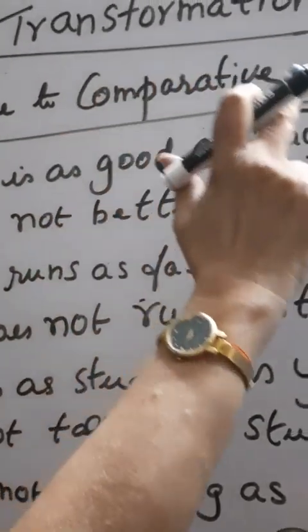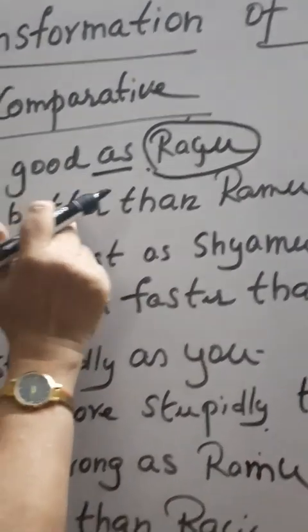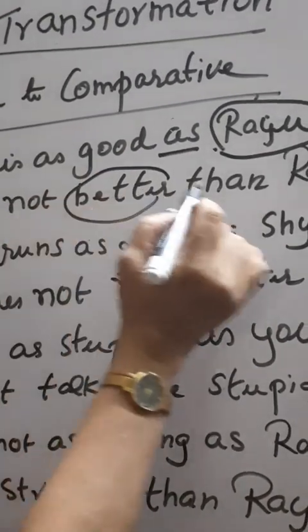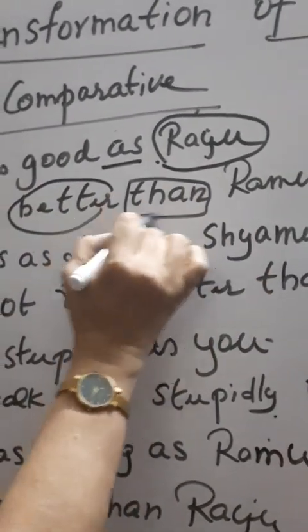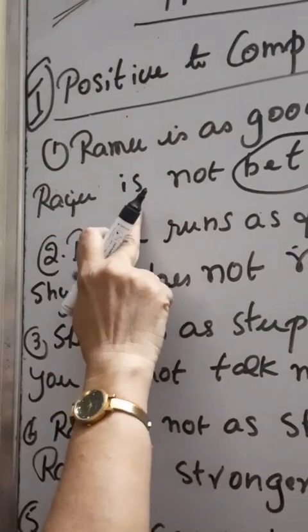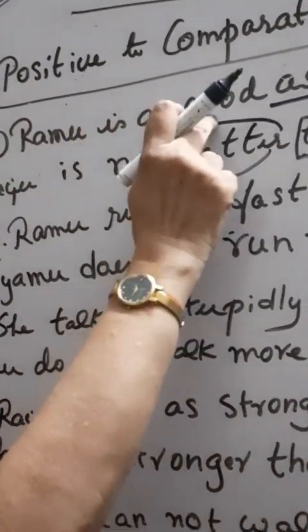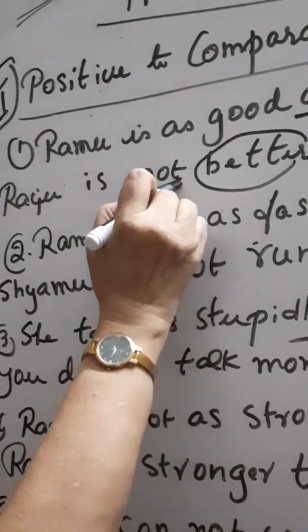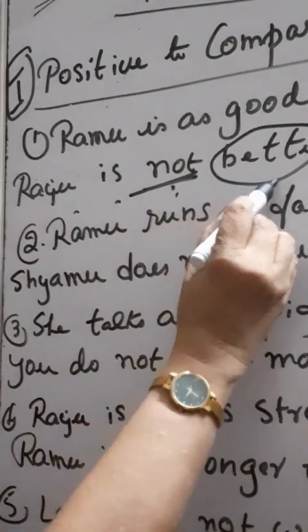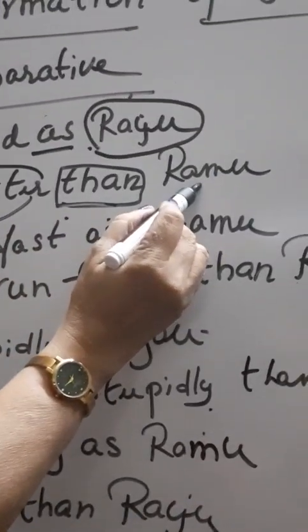Good, better, best. Comparative form is better. And then it is compulsory. Raju is not, because the sentence is affirmative, you have to write not. Raju is not better than Ramu.